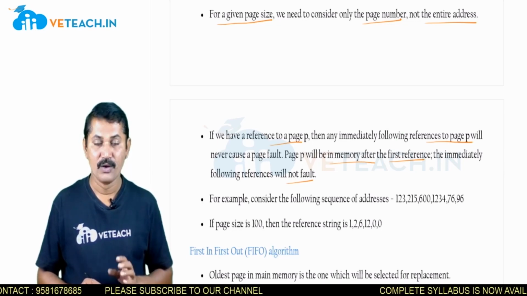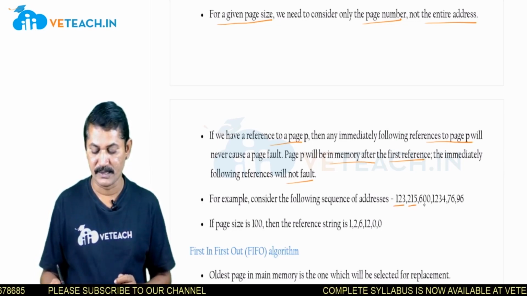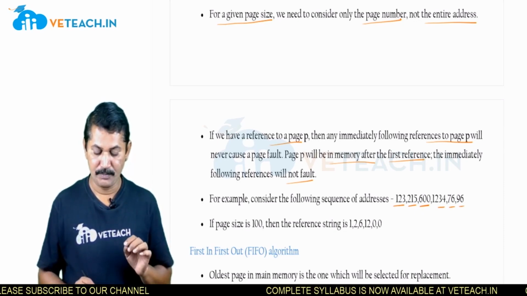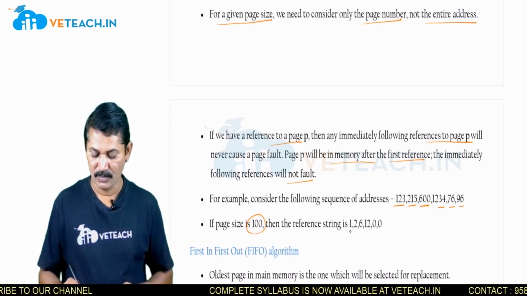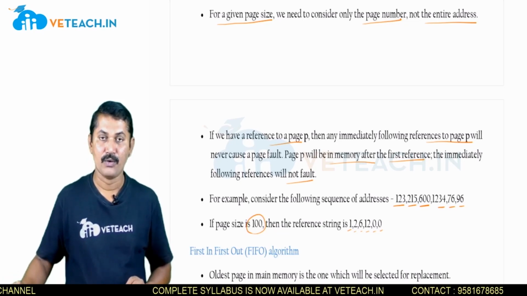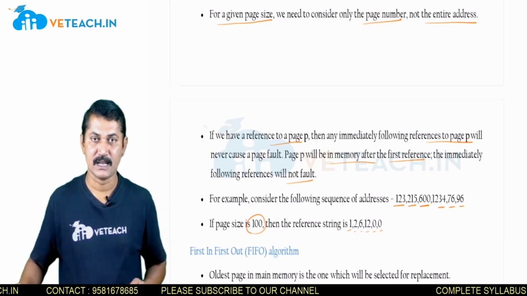Third, for example, consider the following sequence of addresses: 123.215.600, 123.476.96. If the page size is 100, then the reference string is 1, 2, 6, 12, 0, 0. Now we are going to study the different page replacement algorithms.